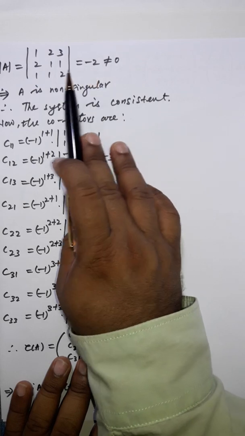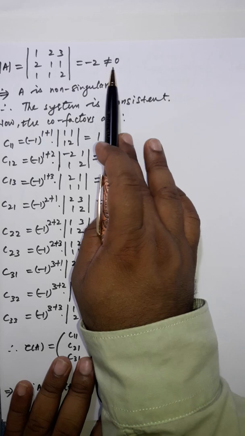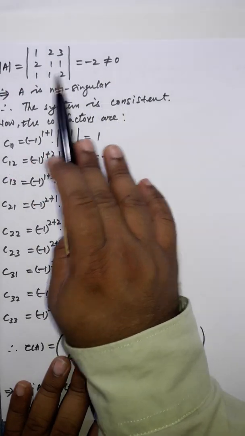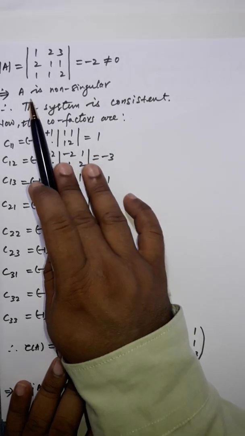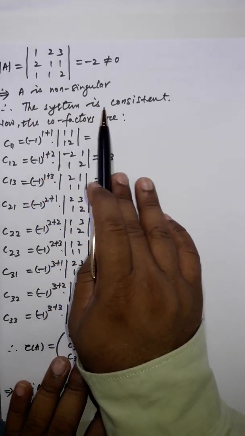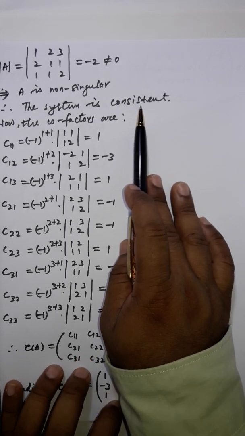So, whether it is positive or negative does not matter, the matter is it is not equal to 0. If the determinant of the coefficient matrix is not equal to 0, then we know that the matrix is a non-singular matrix. If the matrix is a non-singular matrix, then the system is consistent. That means here we are definitely going to get a solution.